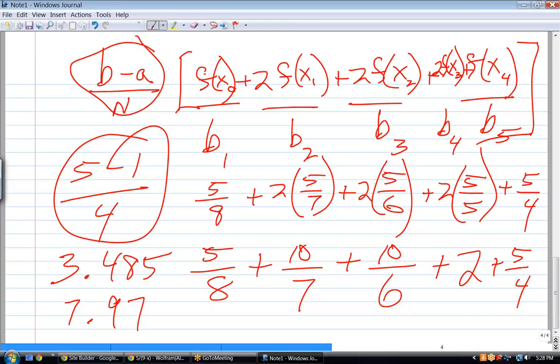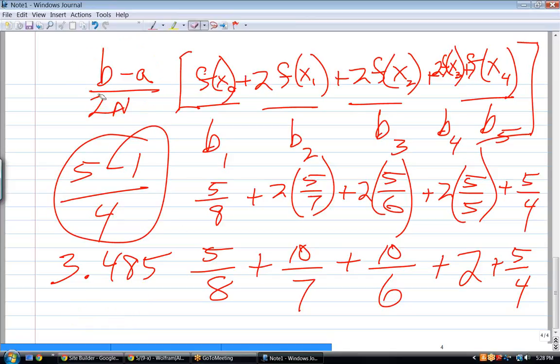That's because I gave you the formula wrong. It's b minus a divided by 2n. So we need to take this number and divide it by 2. The decimal was 6.97 divided by 2 is 3.485.